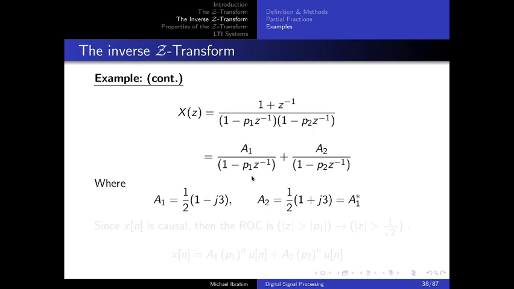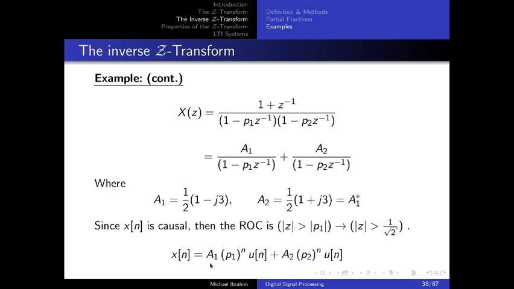This term will be inverted like this. A1 goes as is. Since we are asked to find the causal sequence, the ROC is going outward, modulus z should be larger than modulus p1, which is 1 over square root of 2. So the sequence in time will be right-sided. And the inverse of this term would be p1 to the power n u of n, and the inverse of this term would be p2 to the power n u of n.